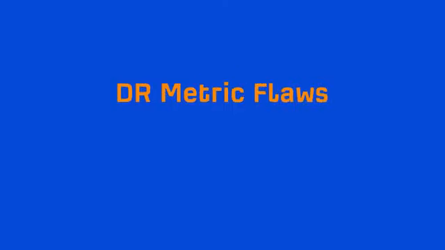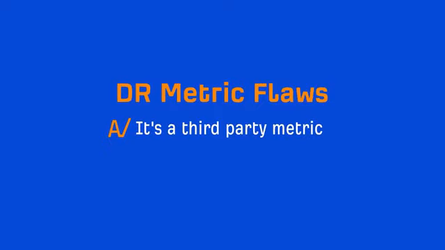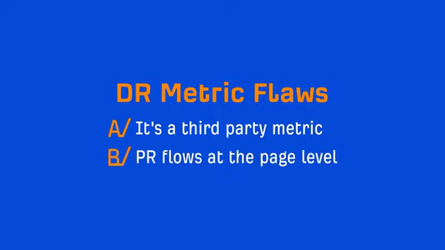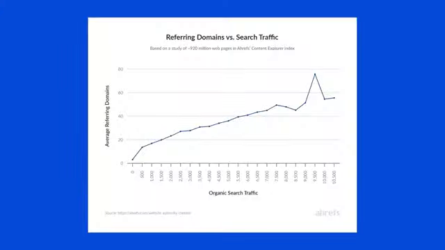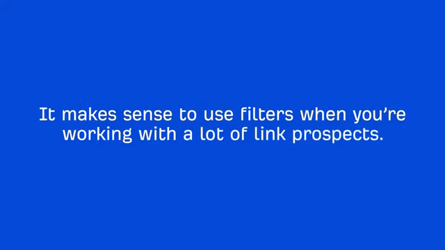Now, DR is far from perfect because A, it's a third-party metric, and B, PR flows at the page level, so I personally don't put too much weight on this metric. As for total website traffic, it gives us a hint whether the site is likely in good standing with Google. For example, it's unlikely that you'll see a DR90 site with 0 website traffic unless they've been hit by Google. In my opinion, it makes sense to use filters when you're working with hundreds or potentially thousands of link prospects. And while you may filter out a handful of decent prospects, you'll likely remove more low-quality prospects than good ones. So the time savings is worth it.